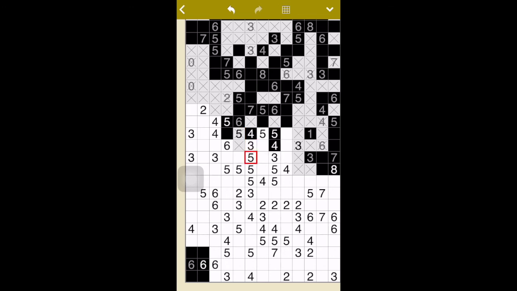Oh, difference of 2, 5 and a 3, right? Comes that. What else? Oh, same thing, 5 and a 3, right? Do that. Okay, 5 and a 4, difference of 1. 2 black spaces, so I need to have that 1 there.